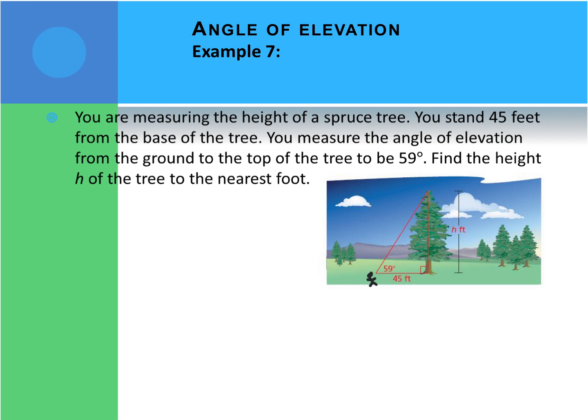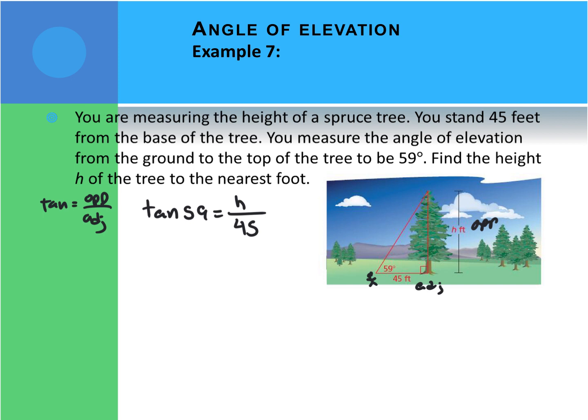And you can use tangent because this is the opposite and this is adjacent. So remember, tangent is opposite over adjacent. I know I've said that many times. It just doesn't hurt to repeat it. We have tangent of 59 equals opposite, so the h, over adjacent, which is the 45.